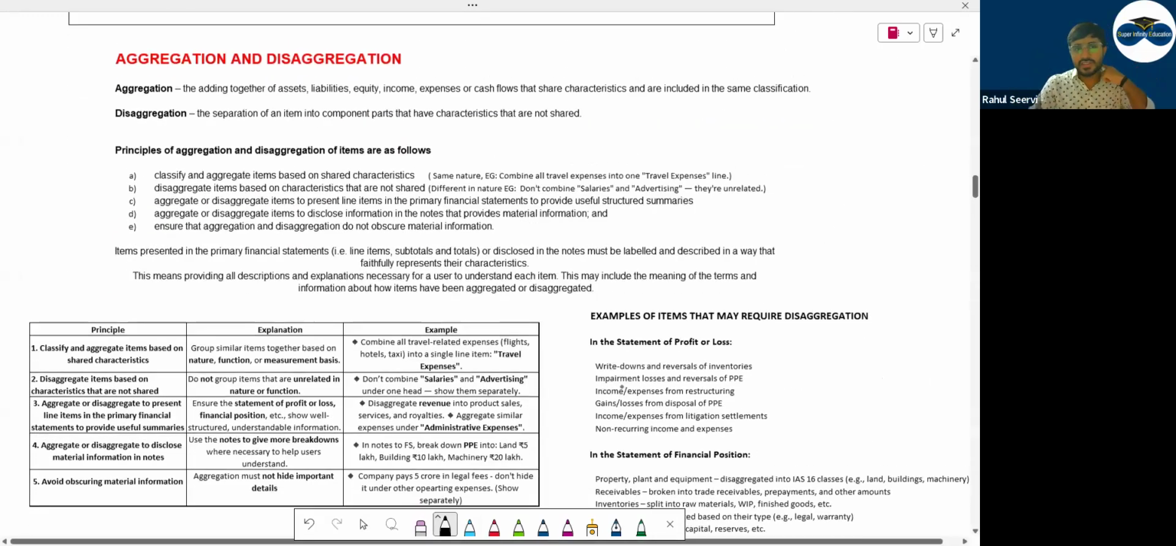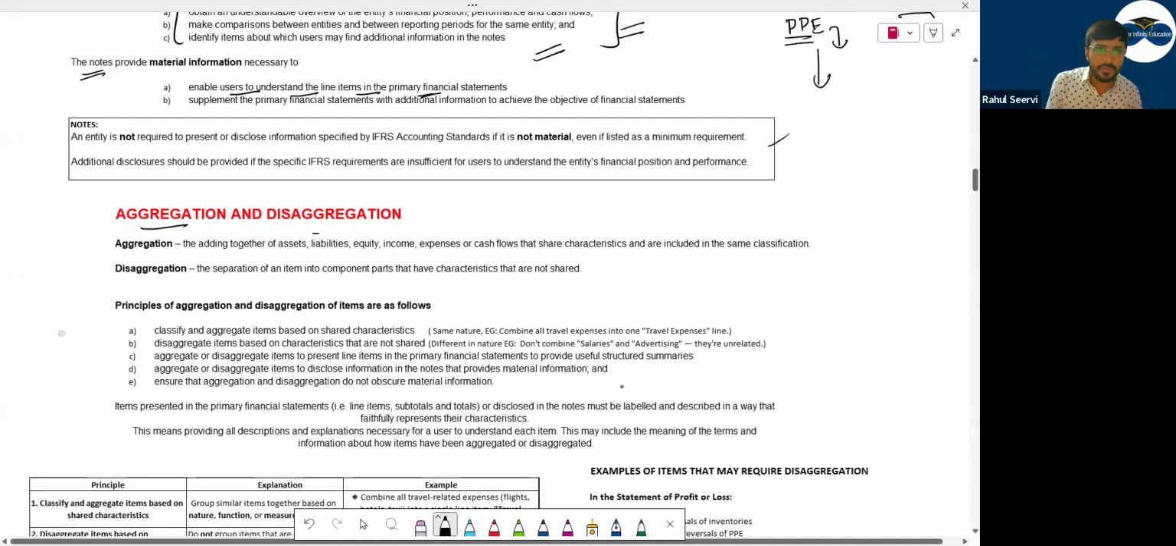Then coming to aggregation and disaggregation, again I'll explain the basic concept of this. Aggregation means what? Can anyone explain what the basic term aggregation means?